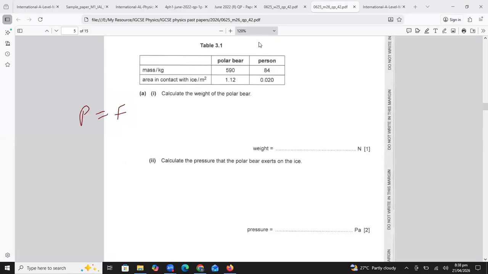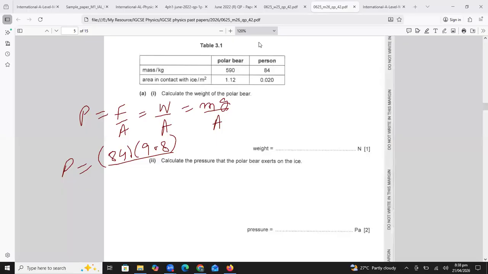We will use the formula force upon area. Force is basically the weight of the person, so pressure equals weight divided by area, and weight equals mg, so mg upon area. The mass of the person is 84, gravity is 9.8, and the area which the person is making contact with the ice is 0.020. So what pressure the person is exerting on the ice is 41160 Pascal. Well done. So this is the pressure of man on the ice.